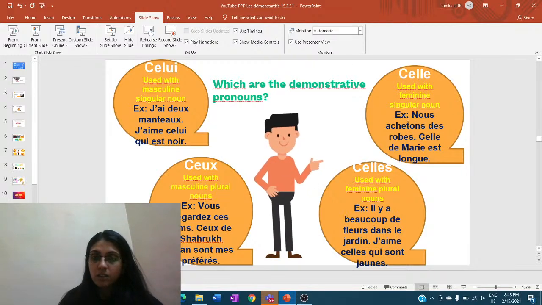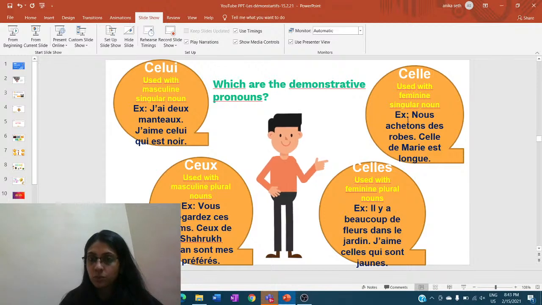Same way, when you say nous achetons des robes, again put the noun. La robe de Marie est longue. So we are buying some dresses. The one of Marie is long, or the dress of Marie is long. So immediately you get to know that you are replacing la robe in the sentence. That would be a feminine singular noun which is replaced with CELLE. Celle de Marie est longue.